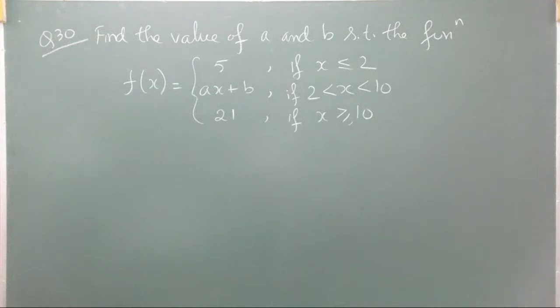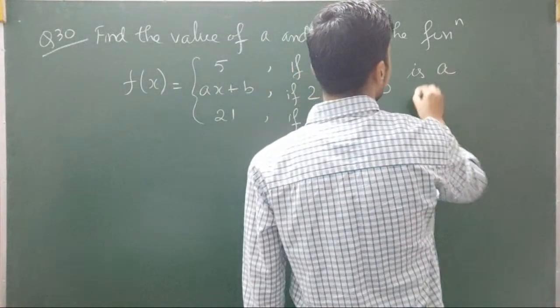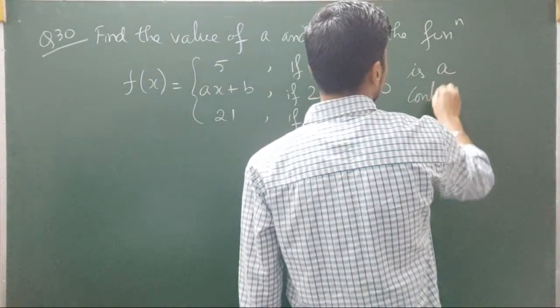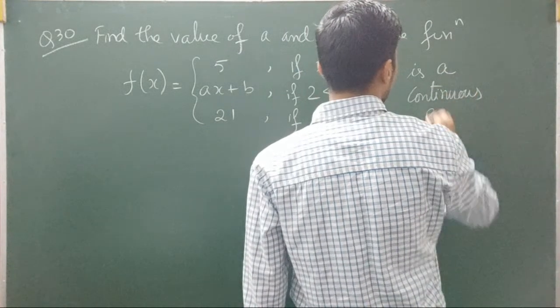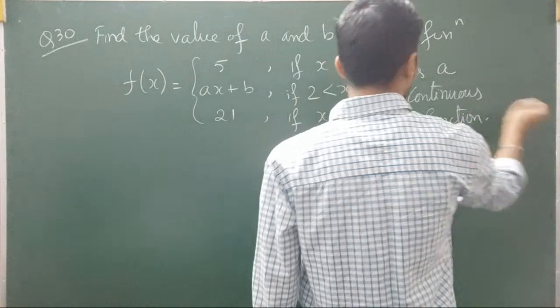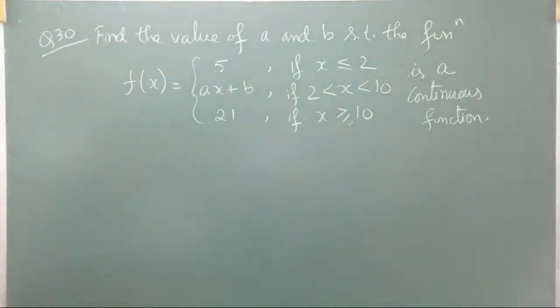So this question is also similar again. Find the values of a and b such that the given function is a continuous function. So the function is a continuous function.